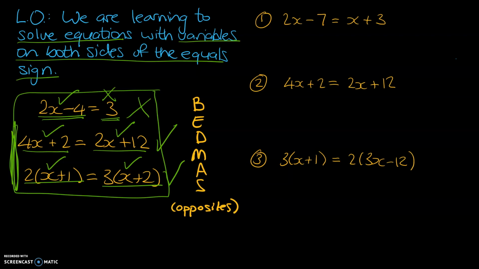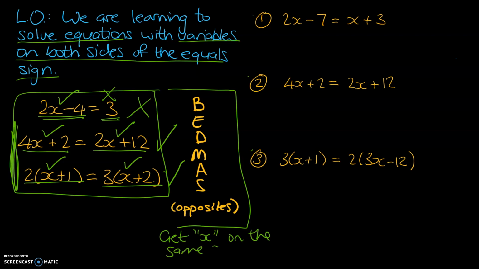So let's get into some examples. We've got questions 1, 2, and 3 on the right-hand side, and we're going to go through the process to answer these questions. Before we can get into our reverse BEDMAS method, we need to get the x's on the same side. And how we do that is we add or subtract to eliminate some of the x's, leaving the x's on the other side. So let's have a look at the first equation.